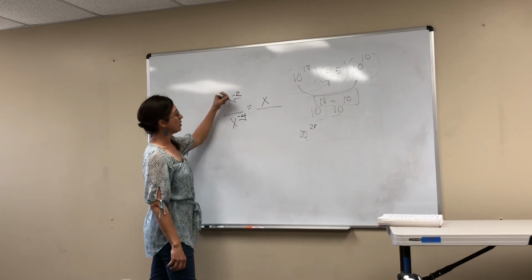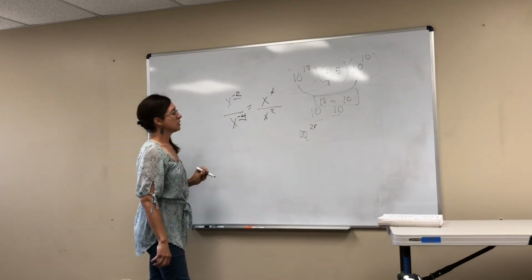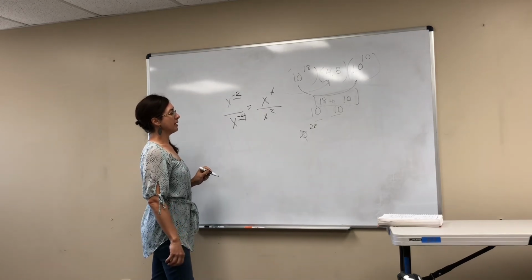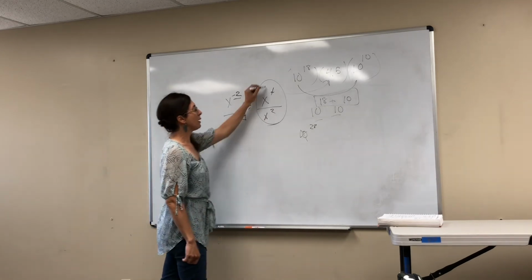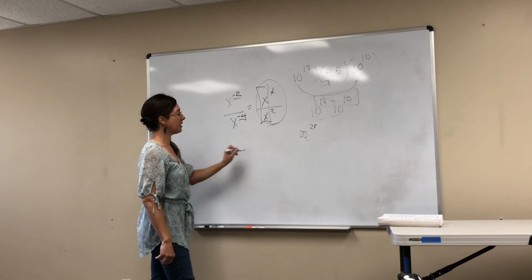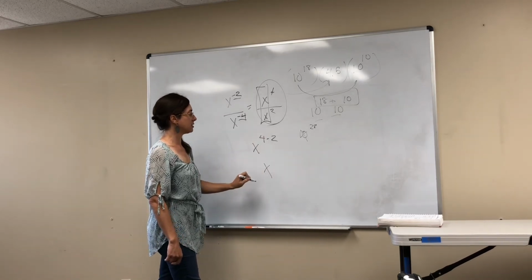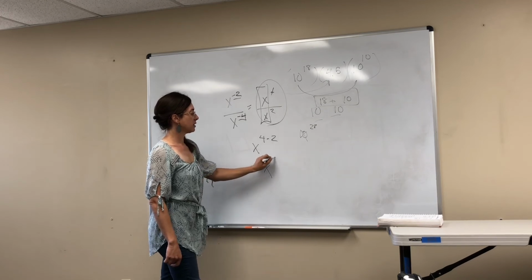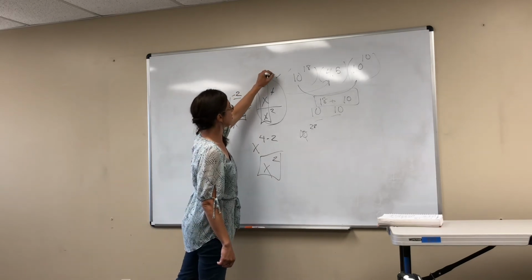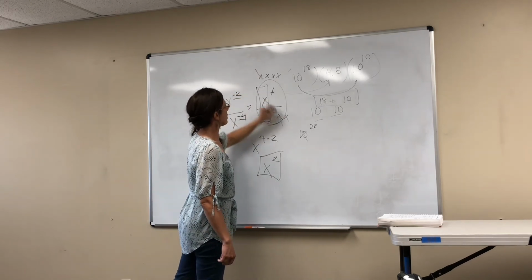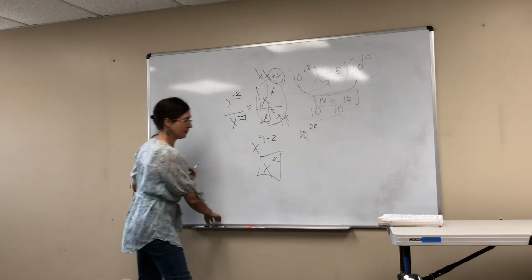Flip it. x to the 4th, perfect, over x squared. Okay. Now I want to reduce it. Is that as simplified as it can be? No. My rule says that when I have the same bases divided, it's the top one minus the bottom one. So my answer is x squared. Because if I wrote that out, I would mark out 2 of them and I'm left with 2 on the top. Got it?